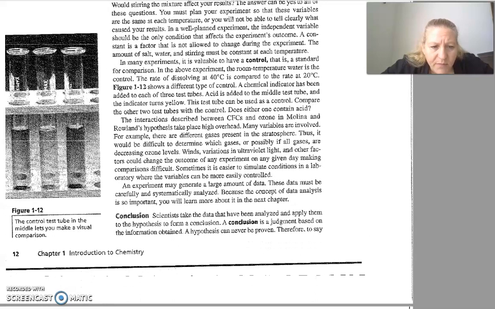Conclusions. Scientists take the data that they have analyzed and apply them to the hypothesis to form a conclusion. Again, this is a vocab word. A conclusion is a judgment based on the information obtained.